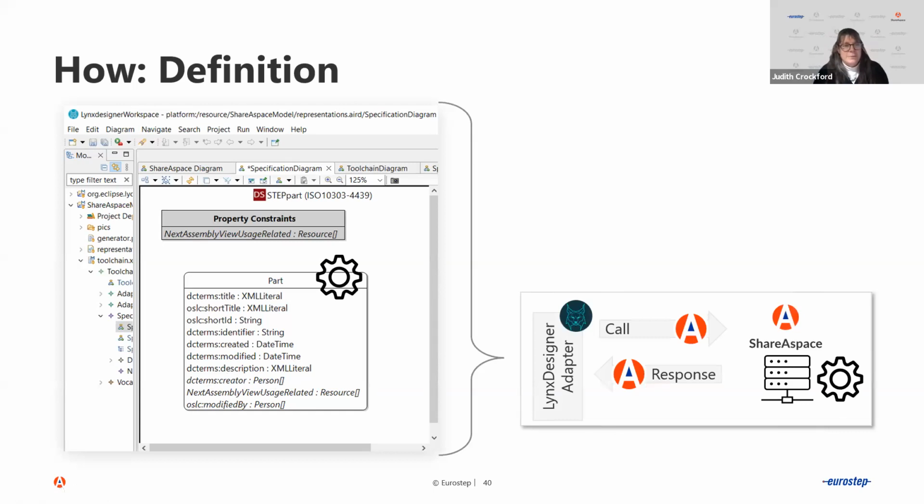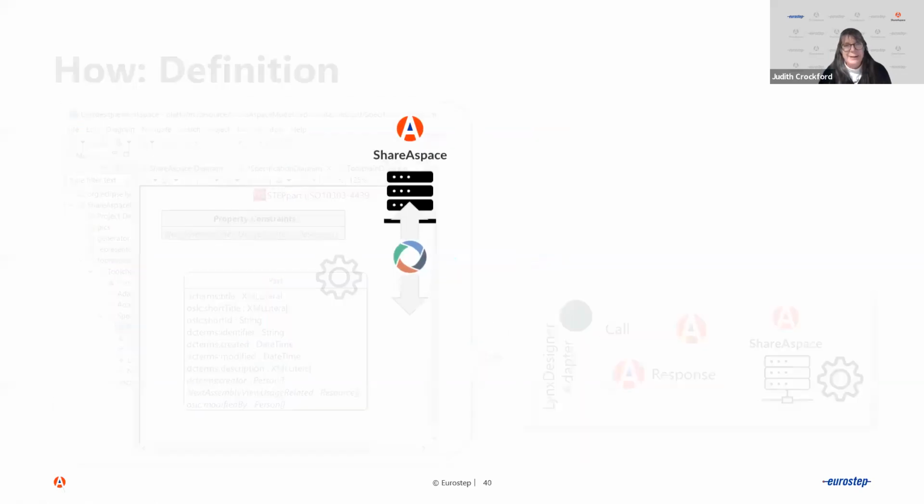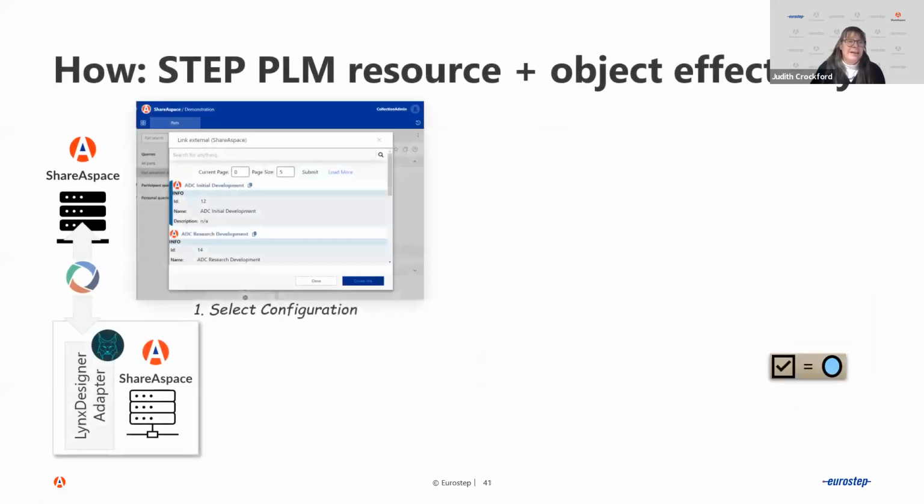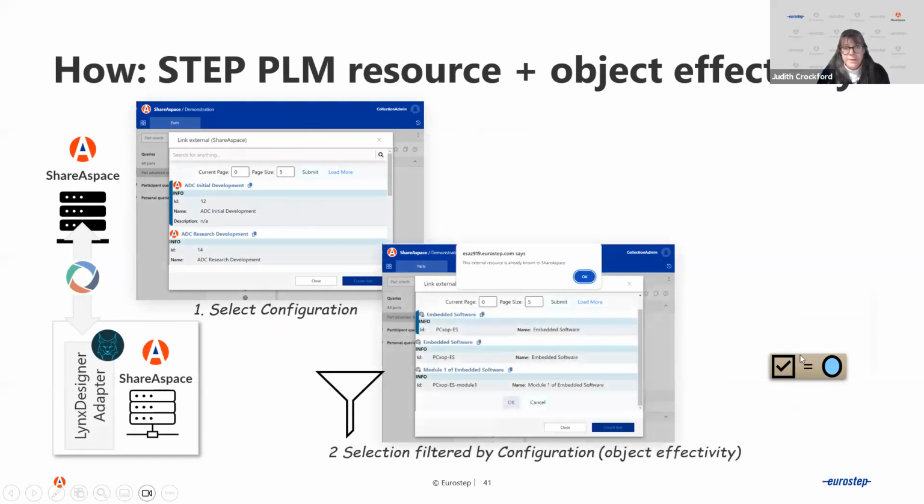When we'd done that, we then updated the Links Designer adapter for ShareSpace so that we could call that and make our links to the parts. So that's how we defined it. How we use it then: the first thing that happens is you select a configuration. This is asking the other ShareSpace, what configuration shall I select, which creates this bit here. Once you've selected that, it filters the list based on the object effectivity.